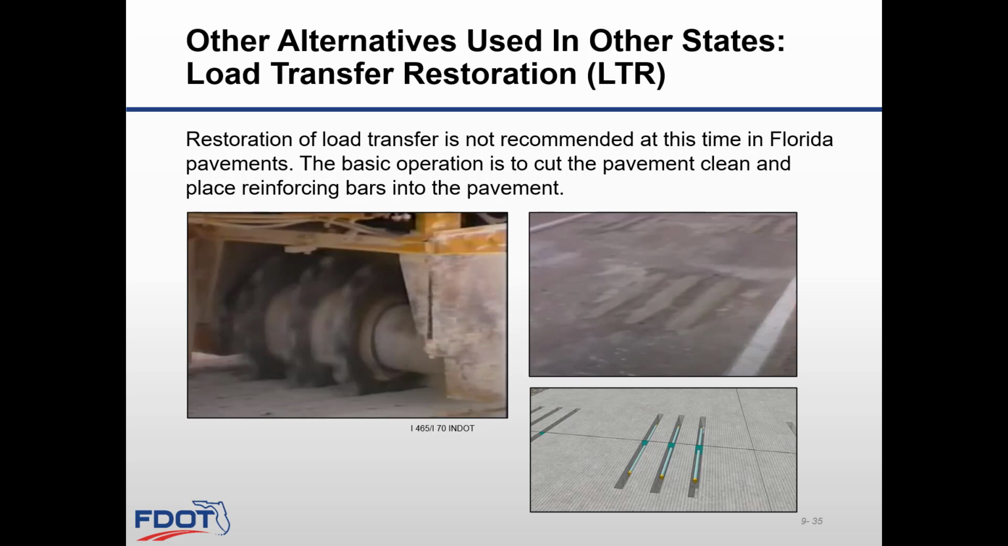The pictures shown here are from an interstate project with Indiana DOT for a 10-inch thick reinforced slab at 30-foot spacing. This method of inserting dowel bars into the existing pavement is to address faulting issues in older jointed concrete pavements.